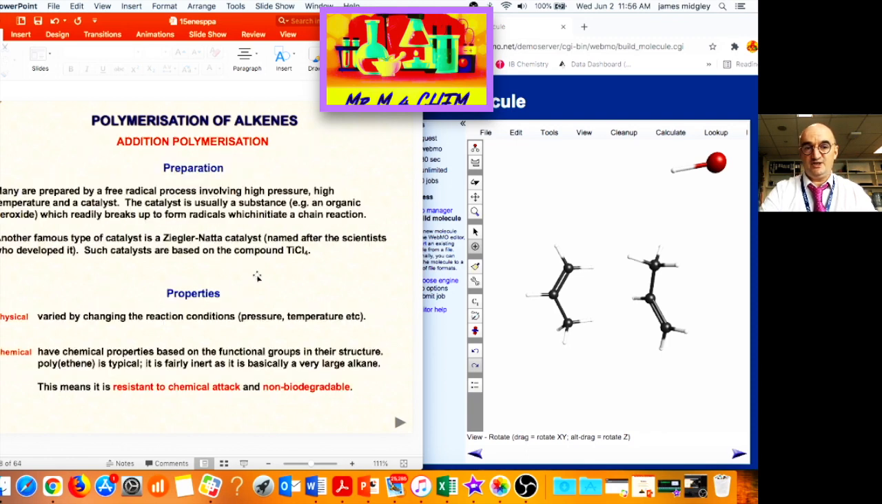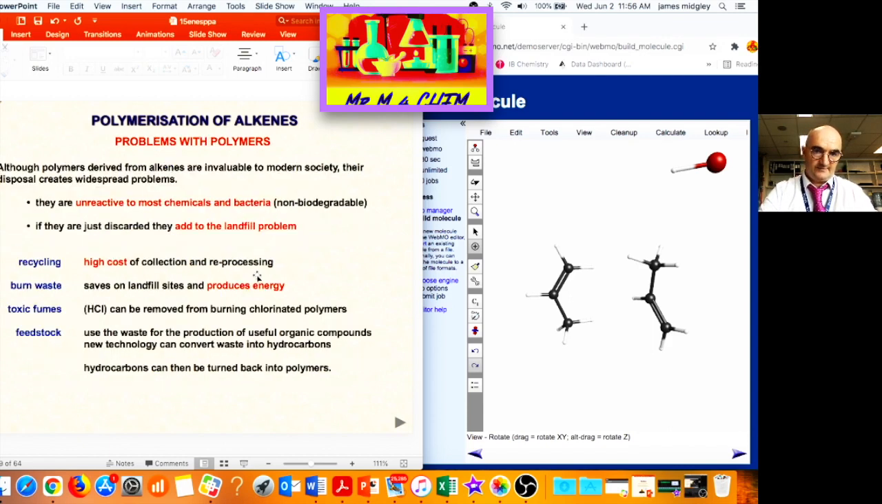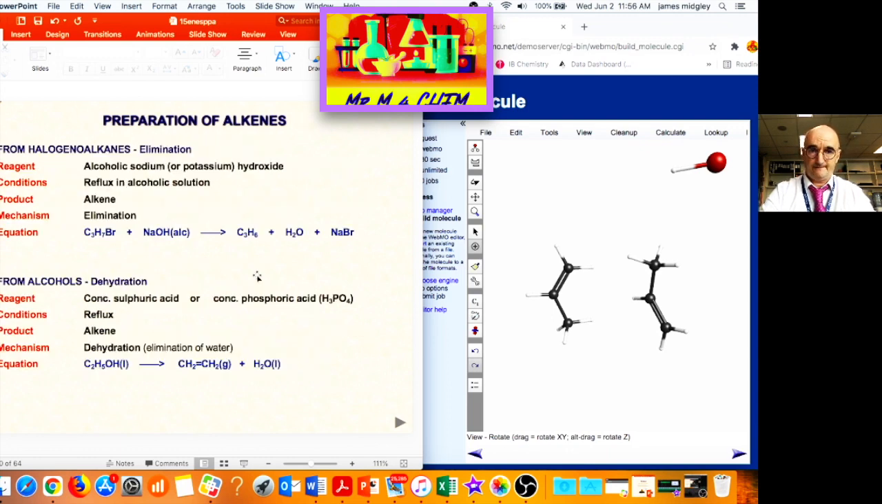So this again is GCSE stuff. So addition polymerization is what alkenes undergo using a Ziegler-Natta catalyst. We all know the problems with polymers: recycling, toxic, burn waste, all those things.